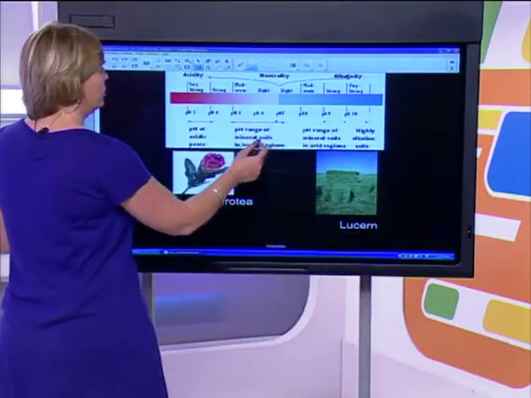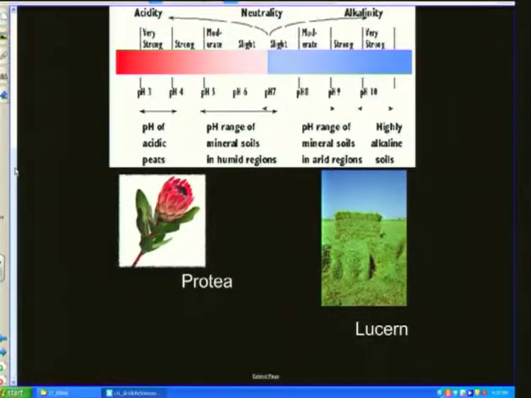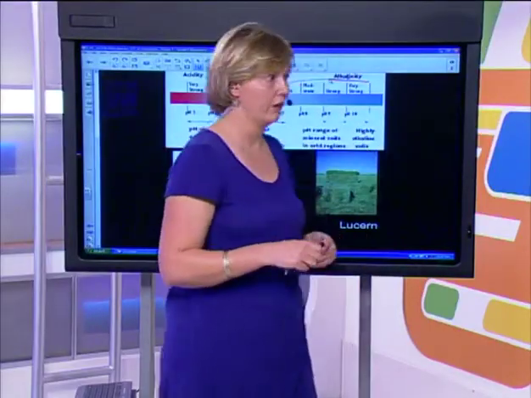Mineral soils in humid regions. So a humid region would be your Natal areas. It could be your forest, your rainforest areas like that. Your basic or your alkaline, you're going to get pH range of mineral soils in arid regions. Arid means that you've got less rain, slightly drier. And then very alkaline soils, you should be going to where it's very, very dry.